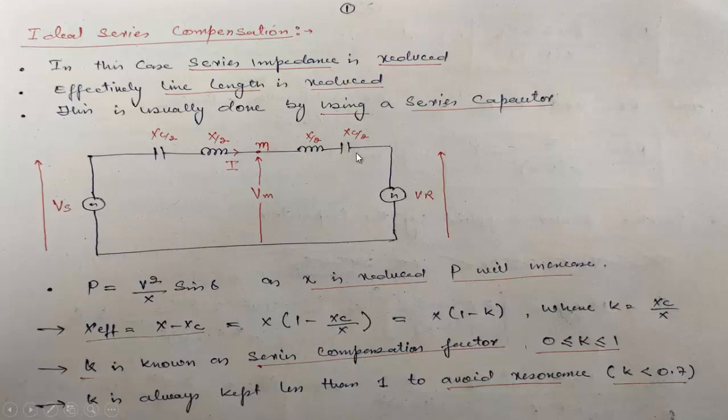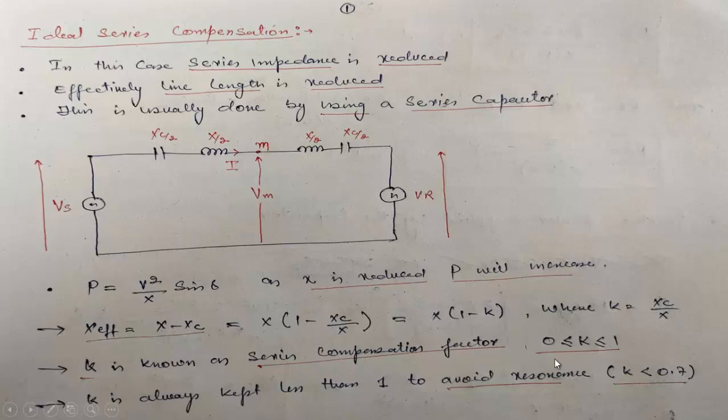When a series capacitor is used in the transmission line, the reactance of this and this will cancel out each other. Depending upon the value of this XC, that amount of reactance can be reduced. Usually we know that P is equal to V square by X sine of delta. As X is reduced, P will increase. So X effective will be X minus XC. Taking X common, it will be equal to X into 1 minus K, where K is equal to XC by X. This K is known as the series compensation factor.